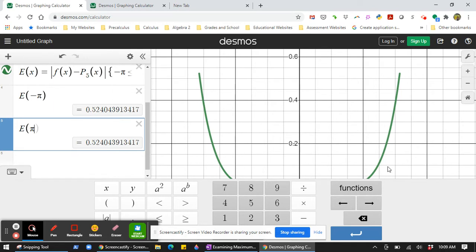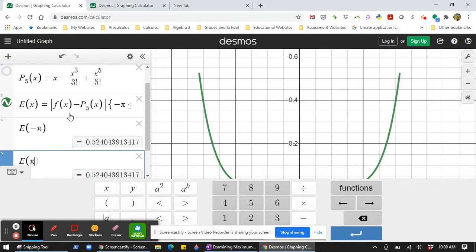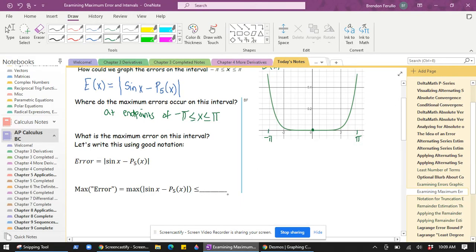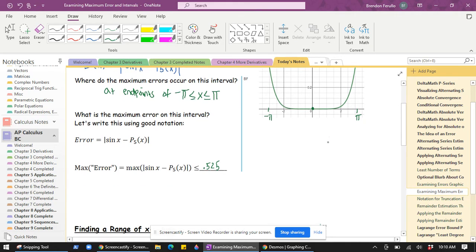So notice they're the same. They're the same mainly because your sine function has some symmetry. It's not always the case that both endpoints are the same. But we can tell 0.524, we'll say, maybe 0.525, just so we round up a little bit. Okay, so this is less than 0.525. Right? So, if we're going to use that fifth degree Taylor polynomial to approximate sine and we're just trying to approximate it in between negative pi and pi, we're never going to be off by more than 0.525. And that 0.525 happening if we happen to use either of the endpoints for our approximation.